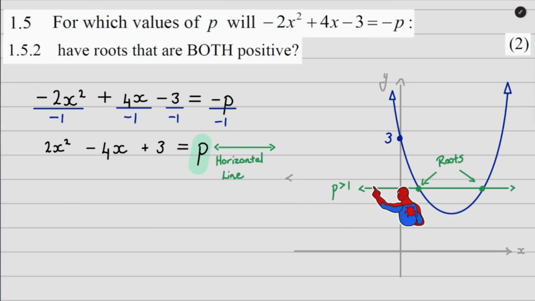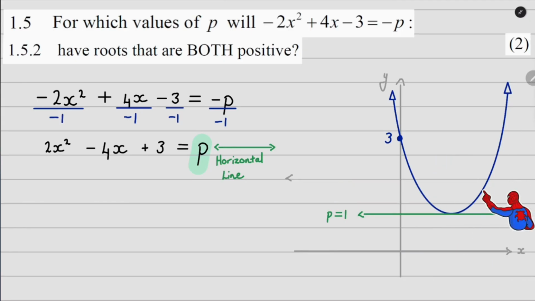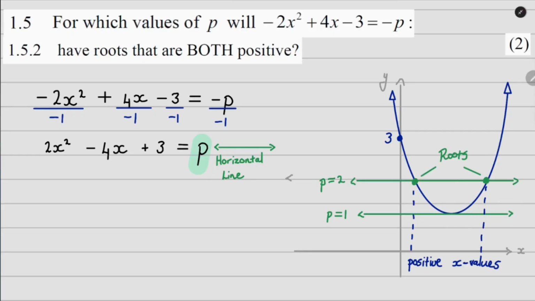So if I put the horizontal line back down here on the turning point, then what I can do is draw that horizontal line anywhere in between 1 and 3, and it's going to give me positive roots. And just to illustrate that a little bit better, let's say p was 2, and I draw it there, then we can see that these x values are positive x values, which means I'm going to get positive roots.